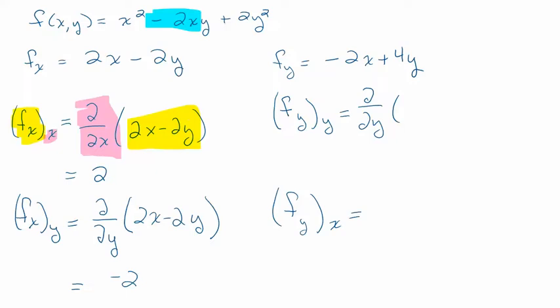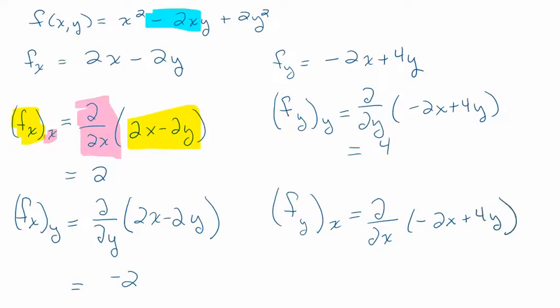All right, so now the derivative with respect to y of negative 2x plus 4y, that would be 0 for the first term, and the second term would just give you a derivative of 4. Then we're going to take the partial with respect to x of the partial with respect to y, and that's going to be negative 2 for the first term and 0 for the second term.